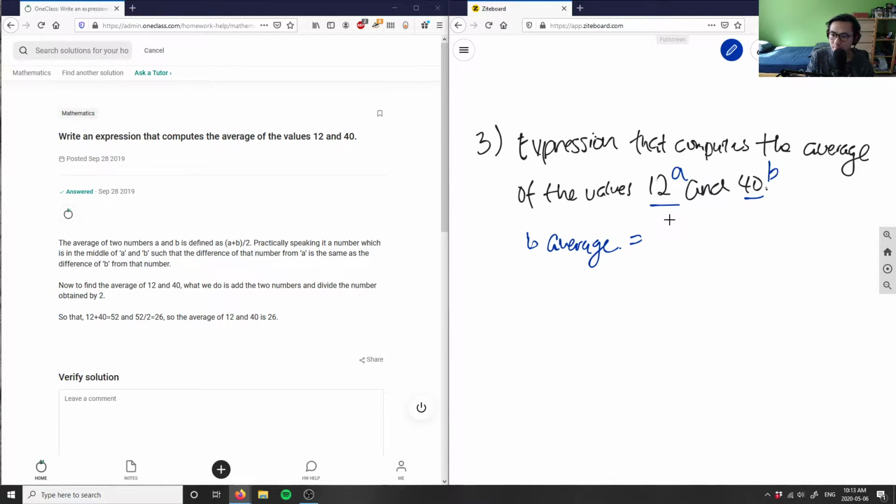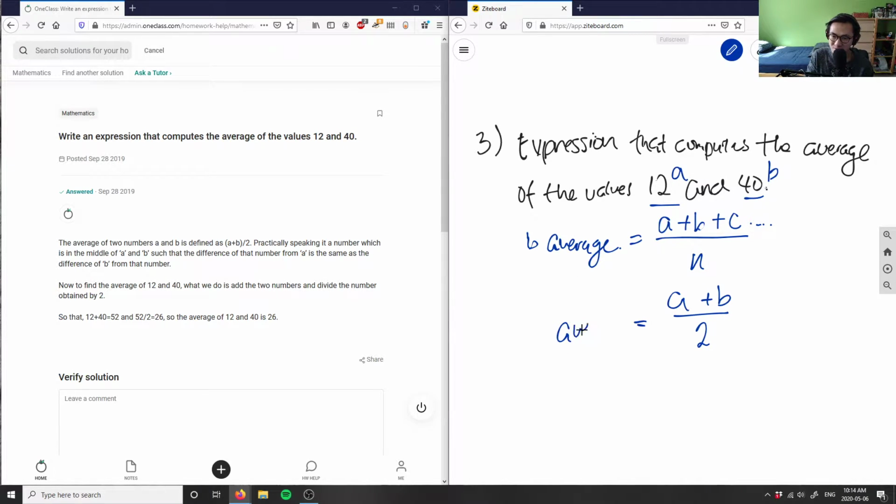So let's say it's a plus b plus c, and so on and so forth, divided by the number of terms that we have on the top. I'm going to define this as n here. So if I have two terms, n would equal 2. If I have three terms, it would equal 3, and so on. So this is how you calculate your average, right? It depends on how many terms we have. In this case, we only have two terms, a plus b, divided by 2, right? So this will be our expression that calculates the average.